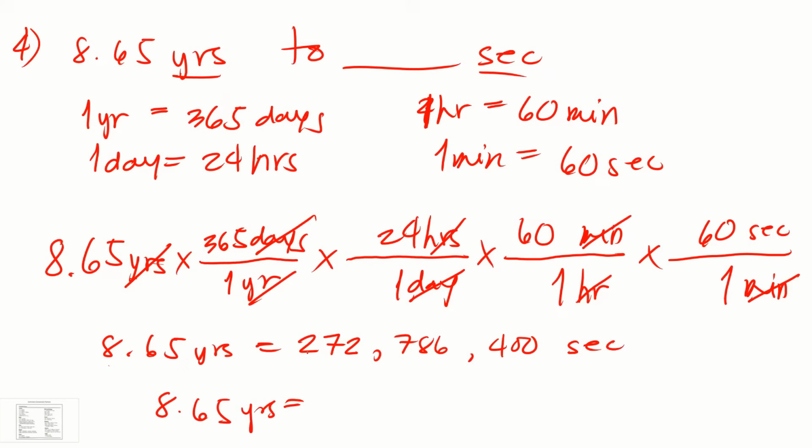So to write down your answer in correct significant figures, we can say that 8.65 years is equal to, we have here 1, 2, 3: 270. So anong kasunod ng 2? We have here 7, so we need to round this up. So 273 million seconds. That is the correct way of writing it, with the correct number of significant figures, 273 million.